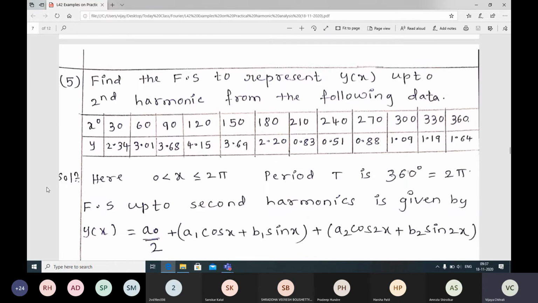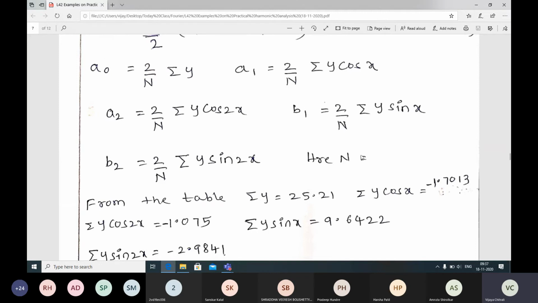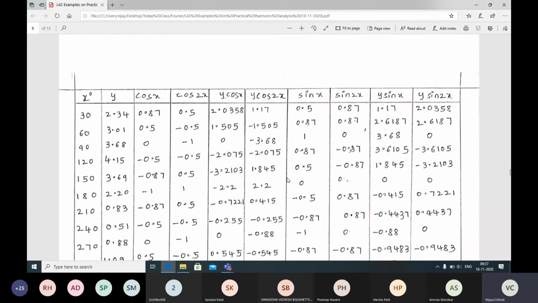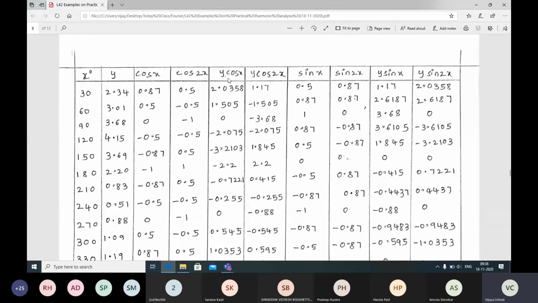See here, 1, 2, 3, 4, 5, 6, 7, 8, 9, 10, 11, 12. So capital N is 12. Here I have not written it. Capital N is 12, right? Now we prepare the relevant table. We want y cos x, y cos 2x, y sin x and y sin 2x and the summation of y. So we will find them one by one.